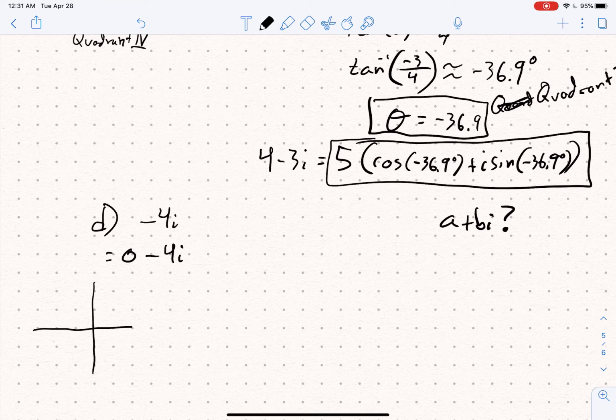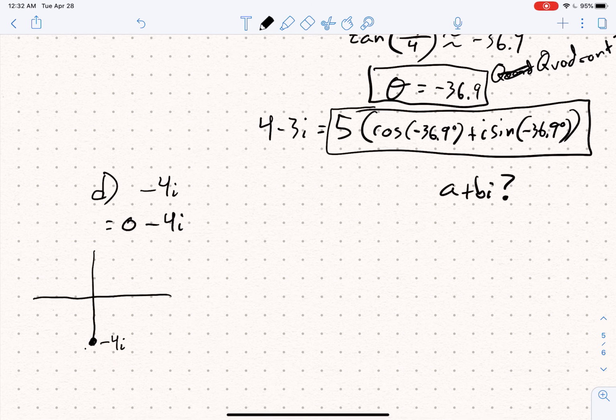Now, what quadrant is this in? So the x is 0 and the y is -4. That means it's right here on the y-axis or on the imaginary axis. Down here at -4, that's -4i, which means that it's not in any quadrant. It's on the border between quadrant 3 and quadrant 4. So this is quadrant 3, this is quadrant 4, and this guy is right in between those two quadrants. Okay. Let's go ahead and find the polar form of this.